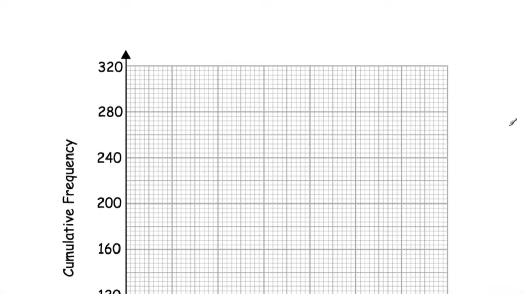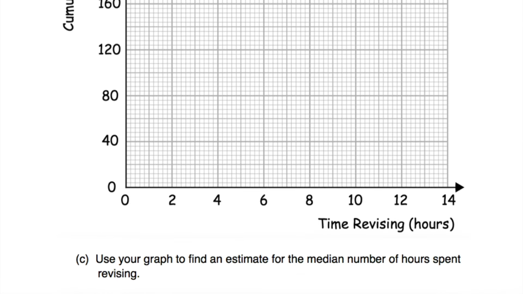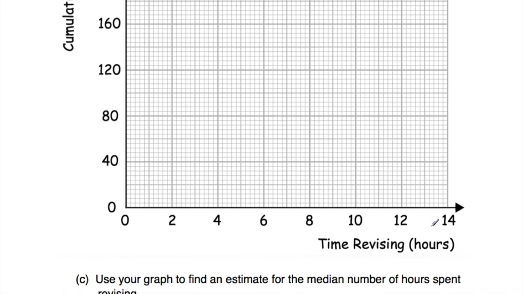Now, before we do that, let's just make sure we know what the scale is. Going across horizontally is quite easy because we need to plot them at 2, 4, 6, and so on. Going up vertically between 0 and 40, there's 10 little boxes. So each one of the little boxes is worth 4.